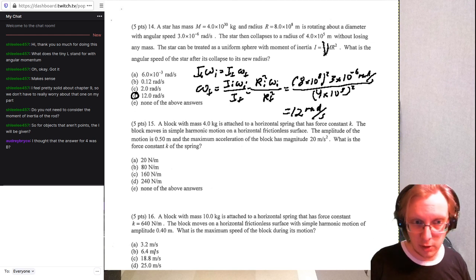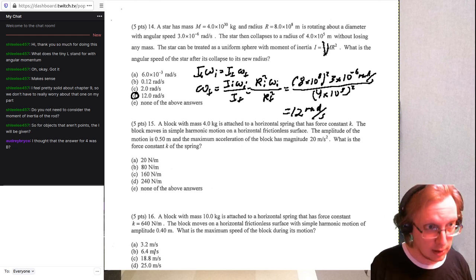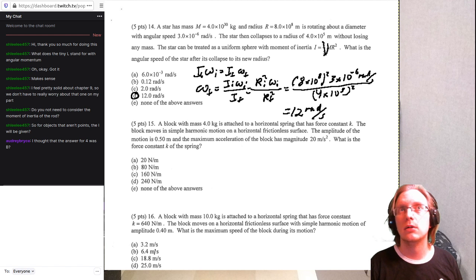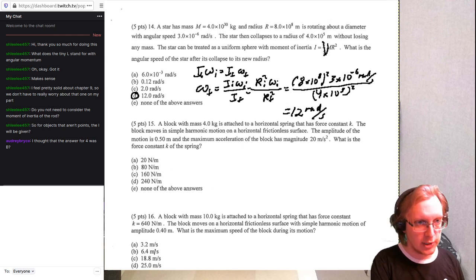Which for a star is moving quite quickly. Yeah, 12 divided by 6 is about 2 revolutions per second. So 120 revolutions per minute. Yeah, it's moving at a pretty good clip there.